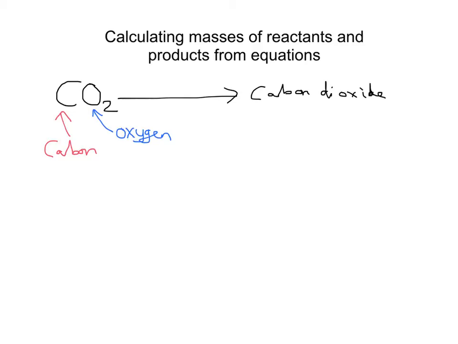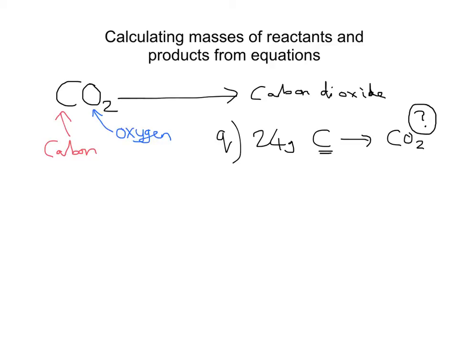Now you can get carbon dioxide by heating carbon in air and it will form carbon dioxide. So there's our equation. Carbon reacting with oxygen to form carbon dioxide. Now let's say that we heat 24 grams of carbon and we want to know the mass of carbon dioxide produced. So here's our question. We've heated 24 grams of carbon and we want to know, there's a big question mark there, what is the mass of carbon dioxide we've produced?